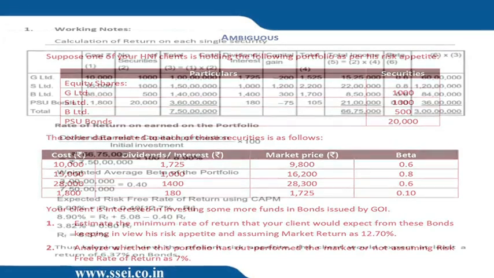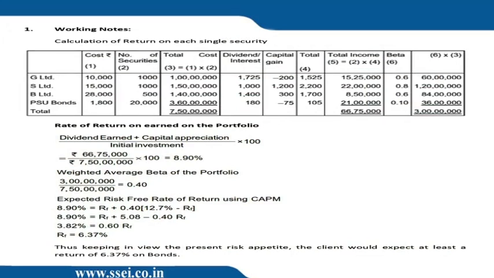Let's see the solution. The weights that they have used to calculate beta are 1 crore, 1 crore 50 lakhs, 1 crore 40 lakhs, 3 crore 60 lakhs. If you check in the table, there's a column 6 into 3, that means beta into total cost. That column total divided by 7 crore 50 lakhs gives a beta of 0.4. So they've got a weighted average beta of 0.4.